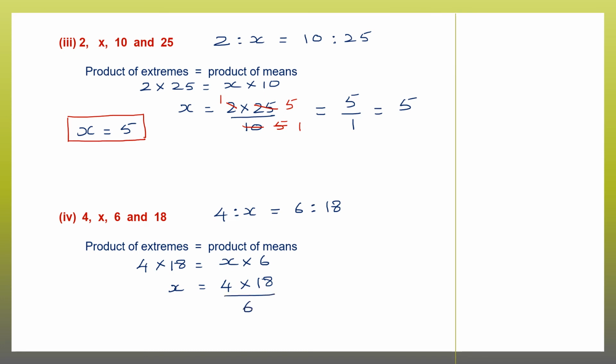Cancel. I can cancel 6 and 18 by 6 itself. 6 ones are 6 and 6 threes are 18. Now there's nothing more to cancel, so I'll multiply. Numerators 4 threes are 12 and denominator is 1. 12 by 1 is 12. So x is equal to 12. The value of x in this question, x is equal to 12.